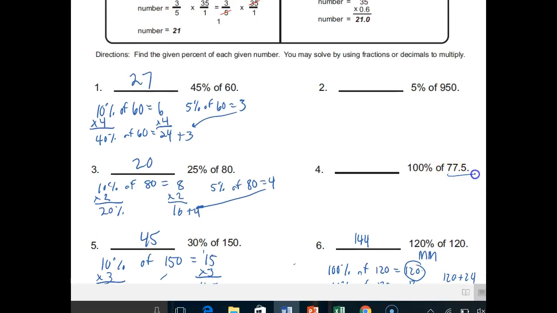100% of 77.5. You're like, but I got a decimal here. How do I do that? Look at it. All it's saying is, what's 100% of this? What's 100% of that number? It's 77.5. That's it. Easy.